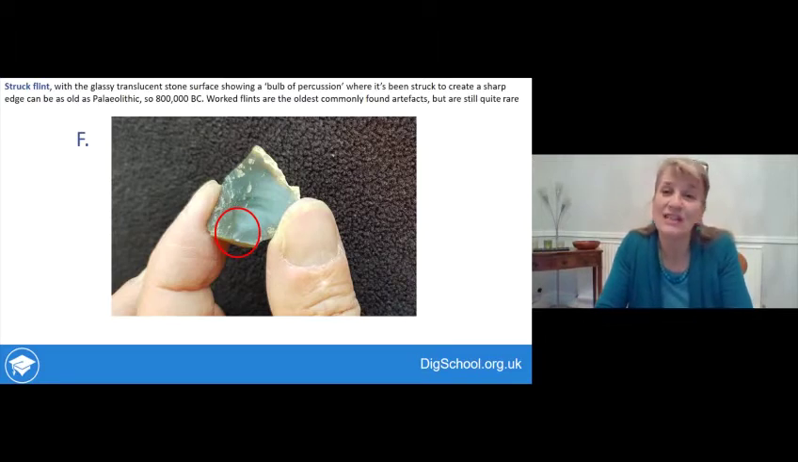It's the oldest commonly surviving manufactured tools we have, and in this country worked flint goes back about 800,000 years to the time when humans were very first here. So they're the most commonly found prehistoric artefact, but they are still quite rare, so quite special if you get one of those in a test pit. They can go right up to modern day because people use flint in building even today, and then it often has to be knocked into shape.